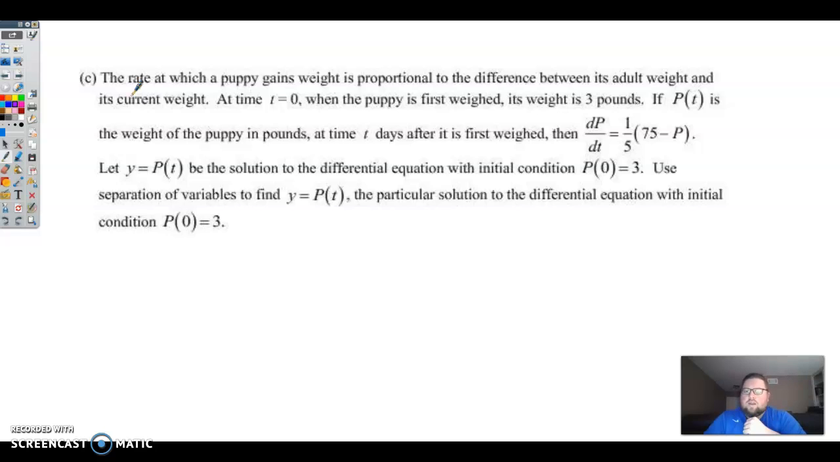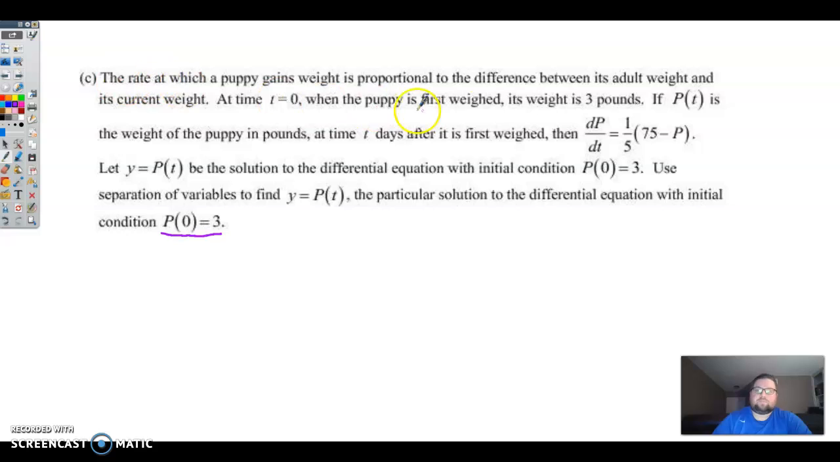All right, so the rate at which a puppy gains weight is proportional to the difference between its adult weight and its current weight. All right, so we talked about these problems on day 1. All we did was set them up. Now we're going to actually solve one as well. So at time t equals 0, when the puppy is first weighed, it is weighed at 3 pounds. So that's an initial condition. They also gave it to you in the form you're familiar with down here. If p of t is the weight of the puppy in pounds at time t days after it is first weighed, then dp over dt equals 1/5 times 75 minus p.